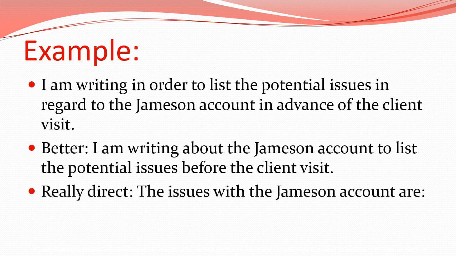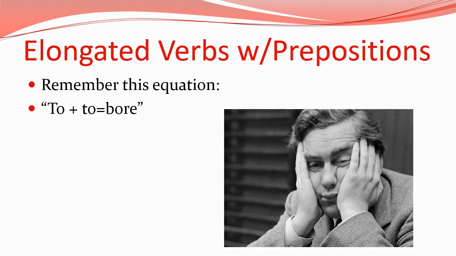If you want to get really direct, the issues with the Jameson account are bullet, bullet, bullet. Why not? Why not make it that direct?